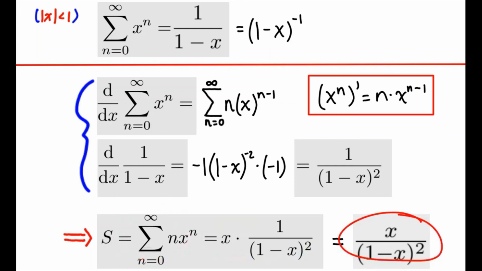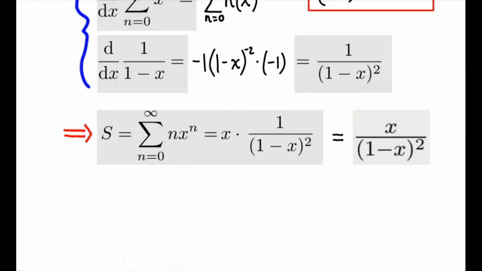And there you go. That's two ways of finding the sum of the sequence over here.